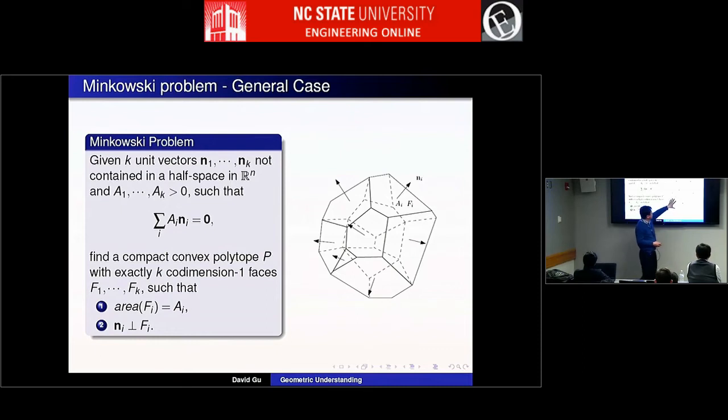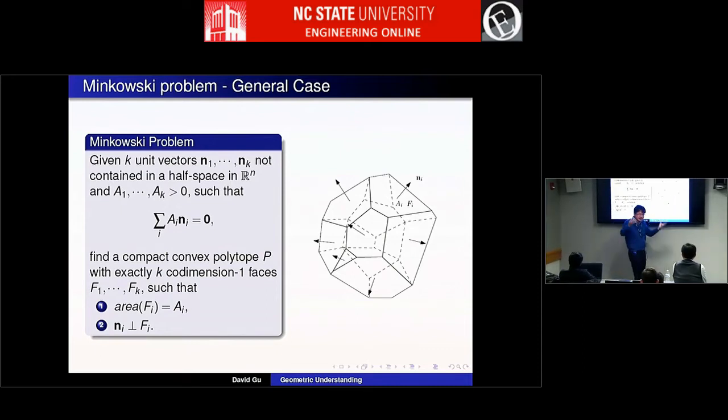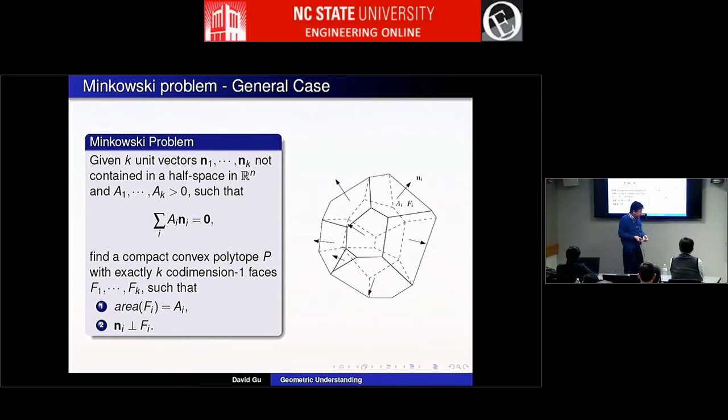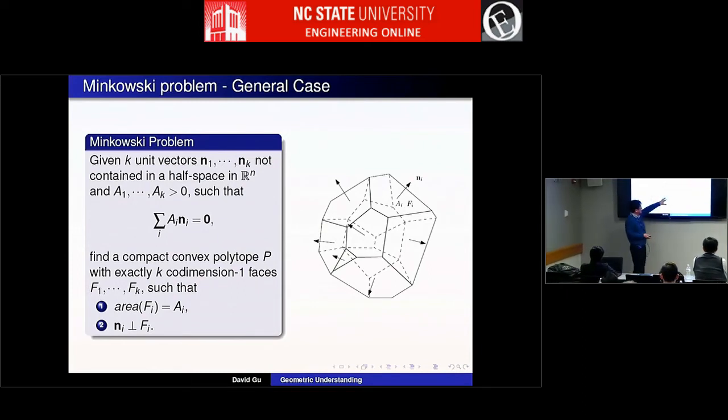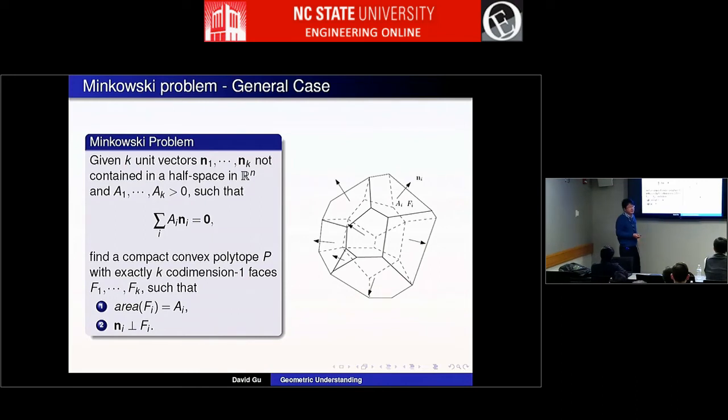And this holds for arbitrary dimension. For high dimension, in R^(n+1), we have an n-dimensional convex polytope. We know the volume of each facet, and we know the normal to each facet. Then how can we determine such a convex polytope?